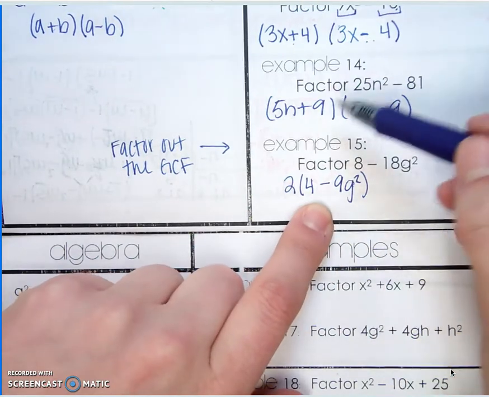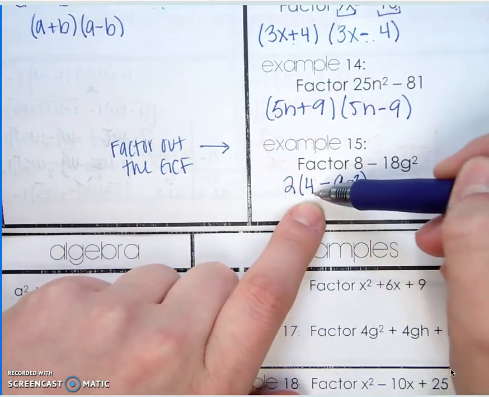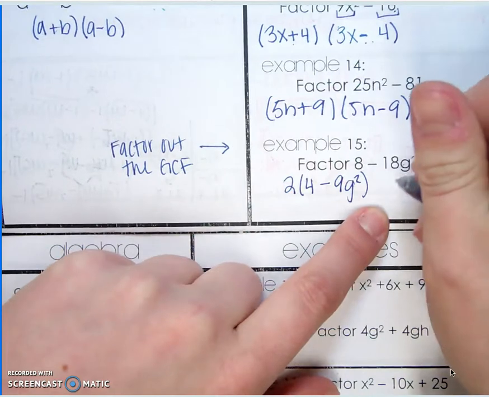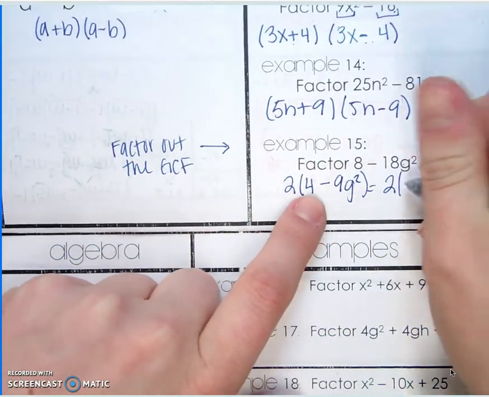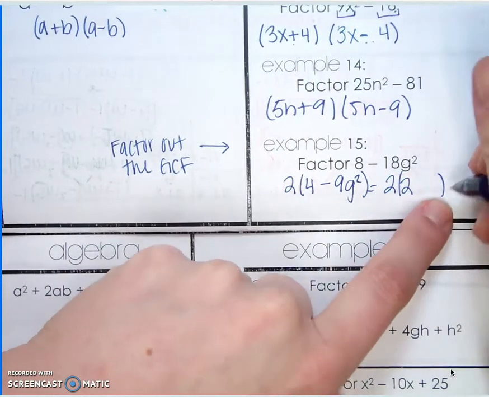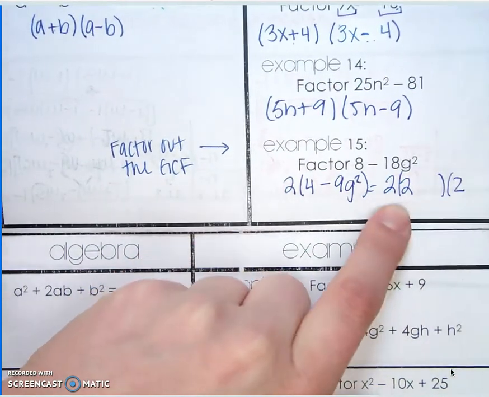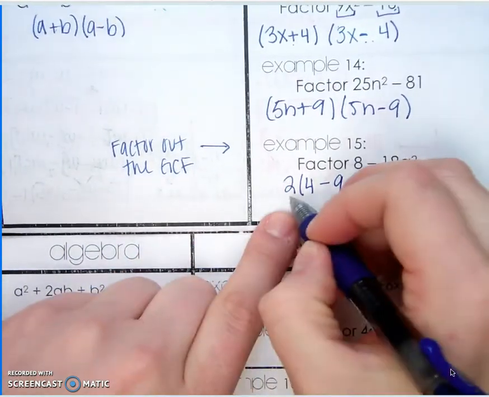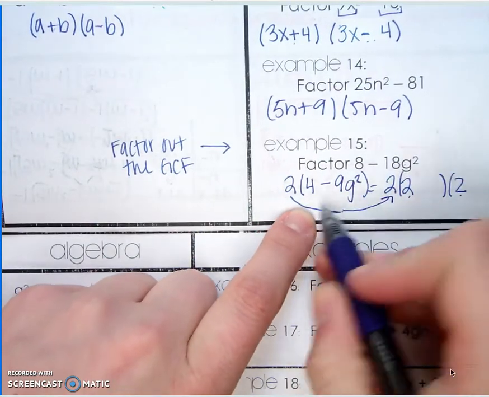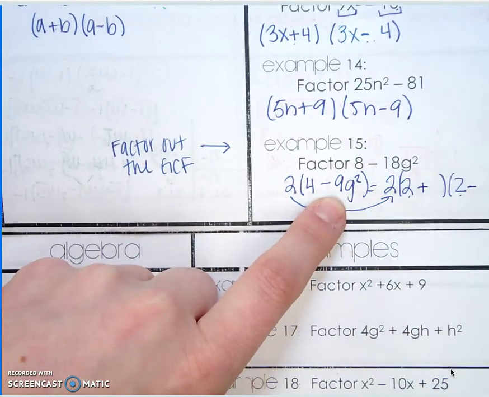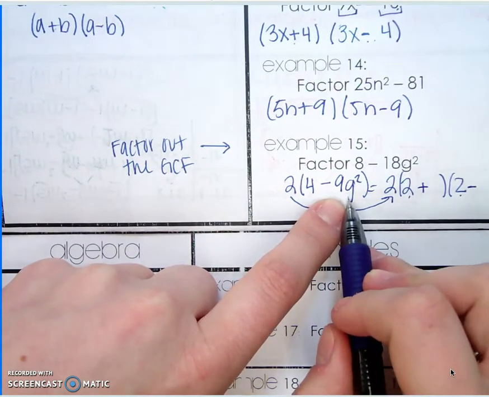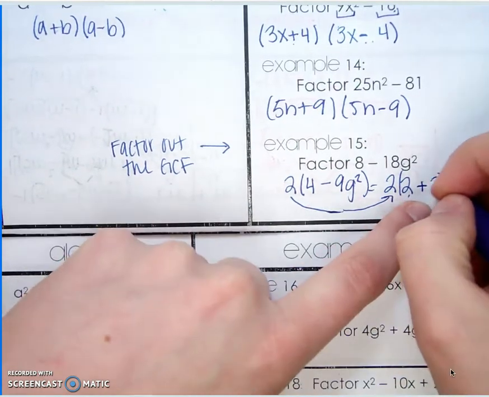And I'm still doing the same thing here. What is going to multiply itself to give me 2? Leave that on the outside. So 2 times 2. That's the first term in each. So this 2 just came all the way over. 2 times 2 gave me that. I'm going to have a plus and a minus. And what's going to give me 9g squared times itself is 3g.